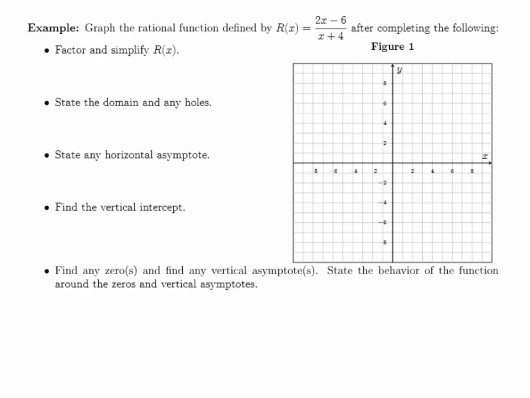In this example, we're going to graph the rational function defined by r of x equals the quantity 2x minus 6 over the quantity x plus 4. Before we do so, though, we'll identify some key features of this function and its graph. To start, let's factor and simplify r of x.